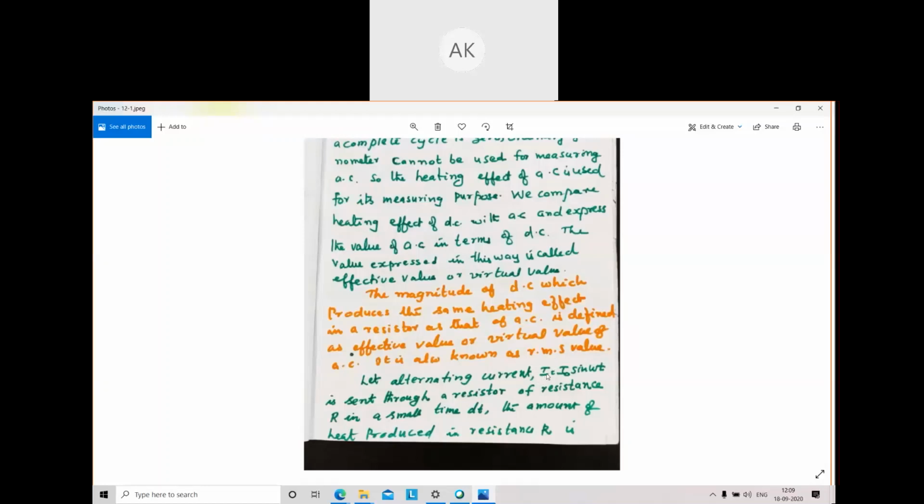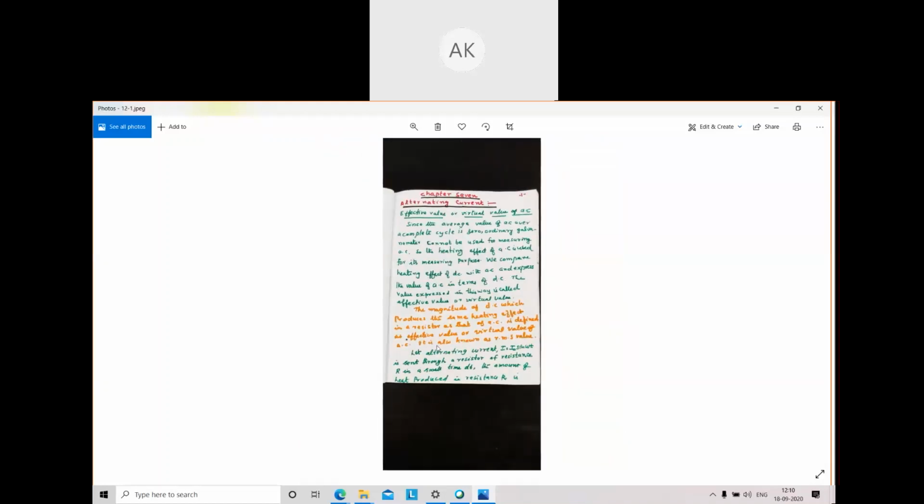So for alternating current, I equal to I0 sin omega t, this I means it is an instantaneous value of current at a time t, because every instant the magnitude of current is changing. At that particular instant we are taking I equal to I0 sin omega t. I0 is the maximum value of current. So an alternating current I equal to I0 sin omega t is sent through a resistor of resistance R in a small time dt.